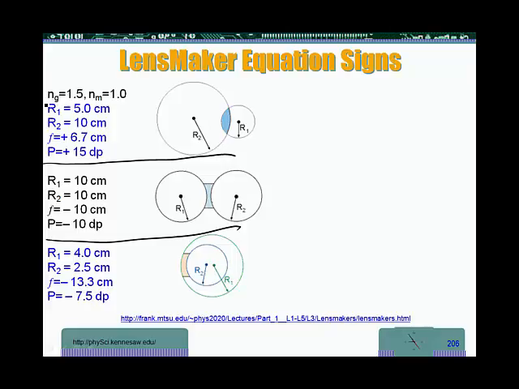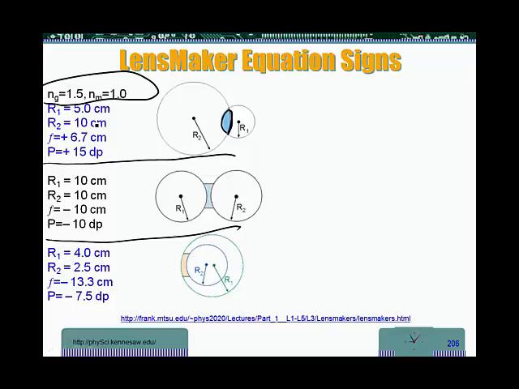Now, we have the same indices of refraction for all of them. Ng equals 1.5, that's the index of refraction of the glass, and the medium is 1, is air. Now, if you consider the blue lens, R1 is 5 centimeters, R2 is 10 centimeters. Now you have to decide which one is positive, which one is negative. Since I did the lens just like that a minute ago in the previous screen, I'm not going to go through this one. Let's go through the last one, and I'll let you try by yourself the middle one.